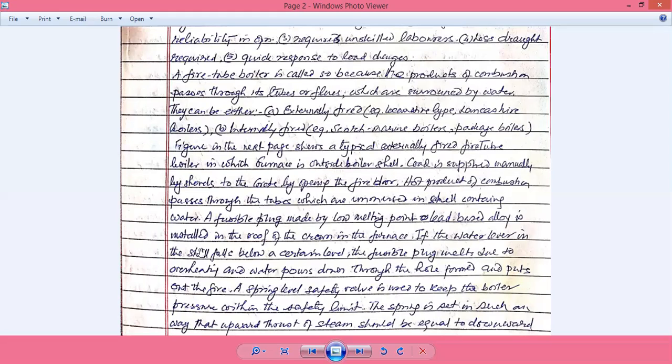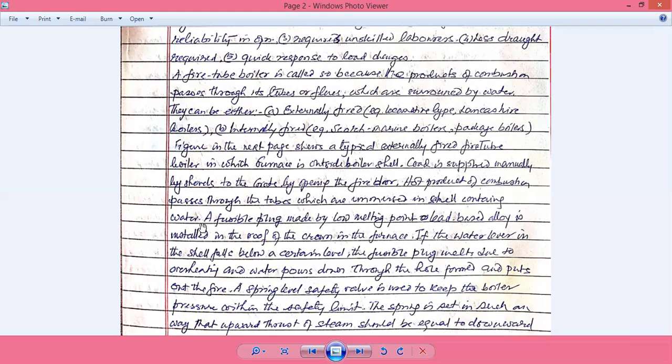And what is this? Very clear. All the combustion gases are flowing through the tubes which are immersed in the shell containing water. The tubes are totally housed and immersed in the water, surrounded by it, and inside them hot flue gases are flowing and heating the water itself.